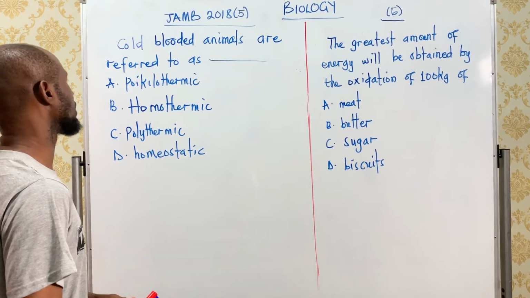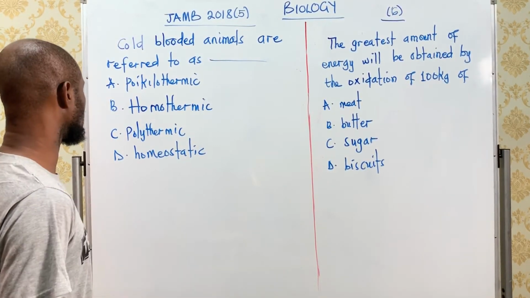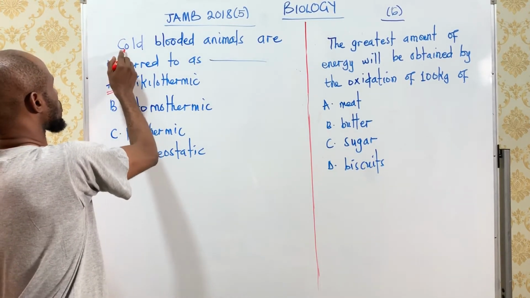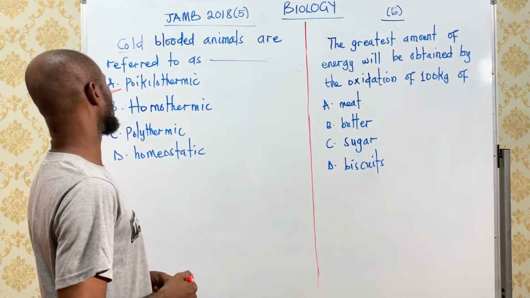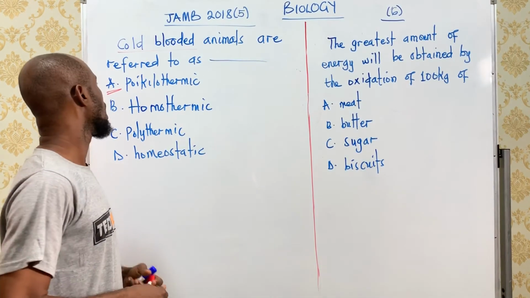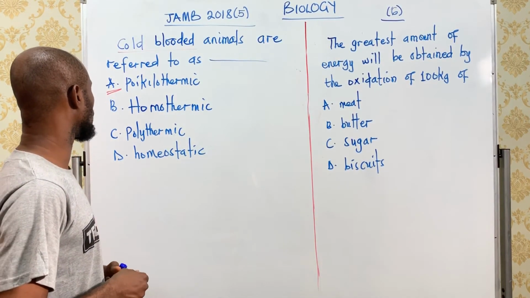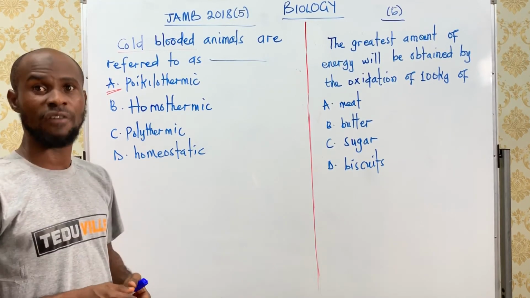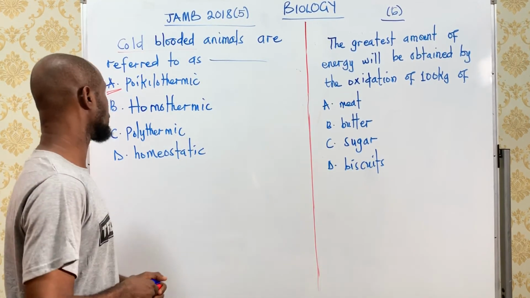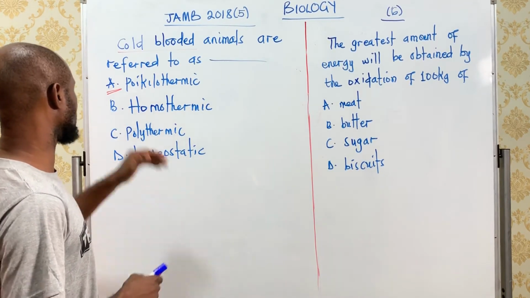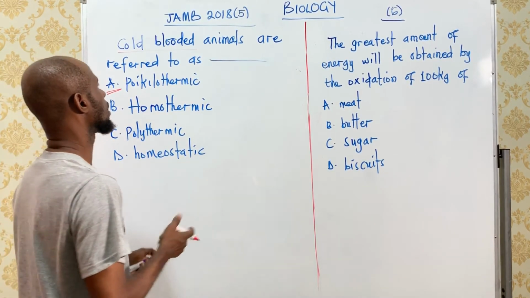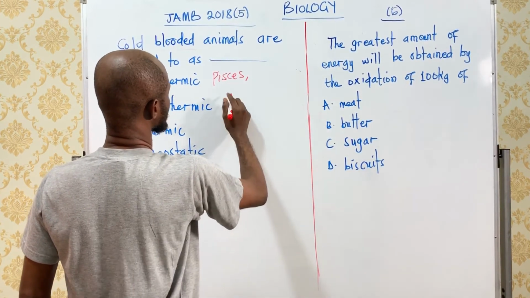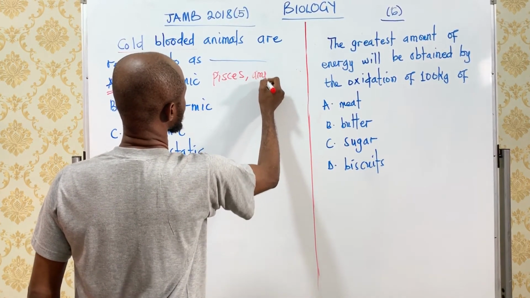Cold-blooded animals are referred to as dash. A, poikilothermic. So the answer is poikilothermic. What is poikilothermic and what is cold-blooded animals? They are animals that have a varying body temperature with the temperature of the environment. Examples of poikilothermic animals are the Pisces, those are the fishes, and the amphibians.